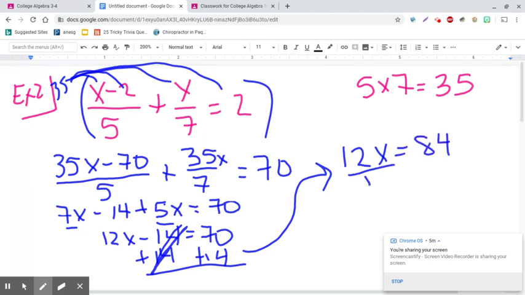Last step, divide by the number in front of your variable, which is a 12. 84 divided by 12 gives us 7. Done.